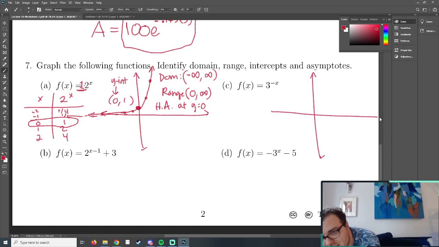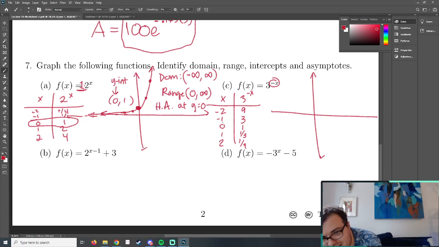Over here, 3 to the negative x is a little bit interesting. This negative in front of the x means that when we do our table of values, plugging in 0 will still give me 1, but plugging in negative 1, that's like 3 to the negative negative 1, or 3 to the 1, so that's 3. If I plug in negative 2, that's 3 squared, that's 9. If I plug in positive 1, that's 3 to the negative 1, which is 1/3. And if I plug in positive 2, I get 1/9.